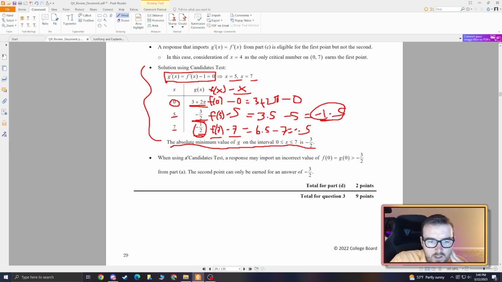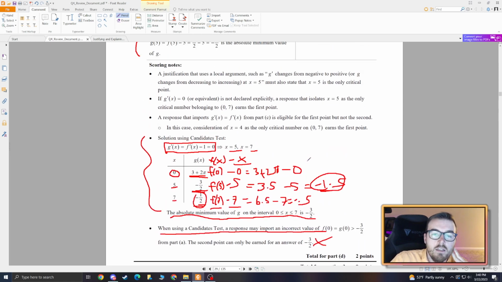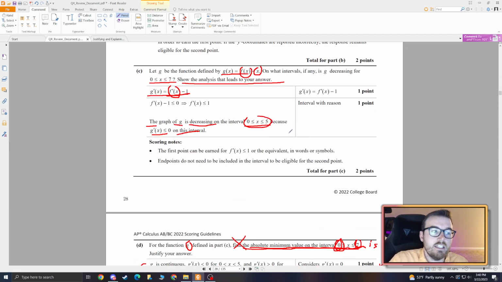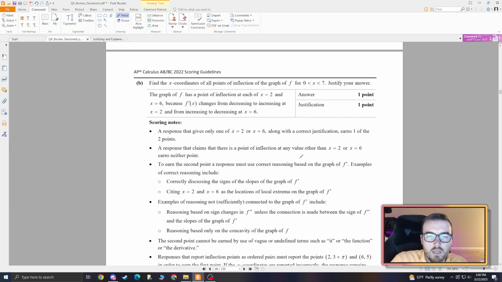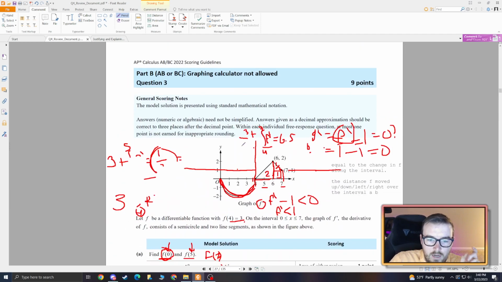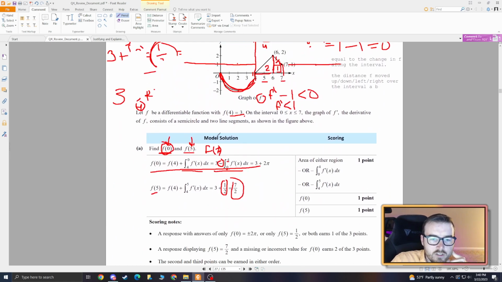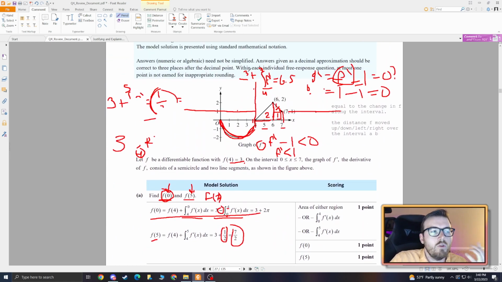A further comment here, I'll just read this on the fly: when using a candidates test, the response may import an incorrect value. Oh, okay, never mind. So I hope that made sense. This video was certainly shorter. I think at the start I was maybe a little clunky here, but it's just a little strange to look at a graph and come up with values.